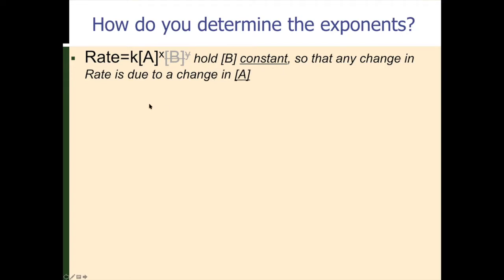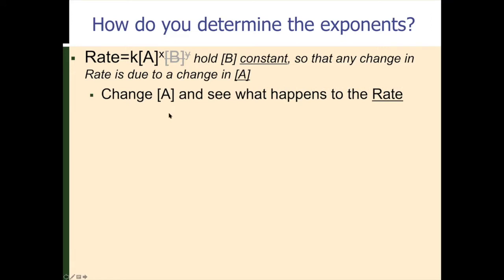So the idea there is that any change in the rate, does it get faster, does it get slower, does it stay the same? Any change in the rate is due to the change in the concentration of A. So then we're going to change the concentration of A, and we're going to see what happens to the rate. Like I said, does the rate get faster? And if it does get faster, did it double? Did it quadruple? What happens?